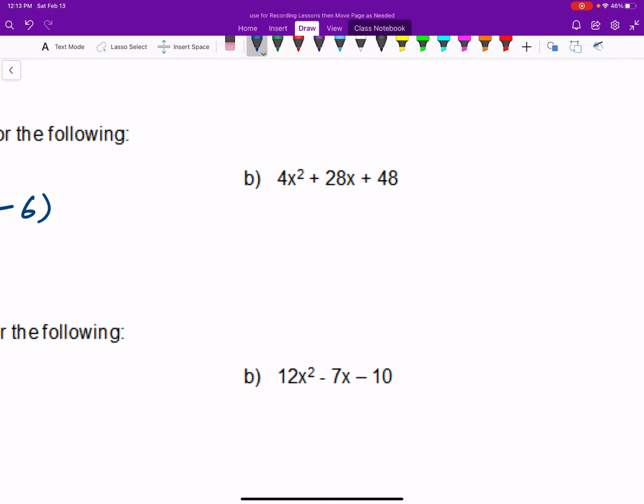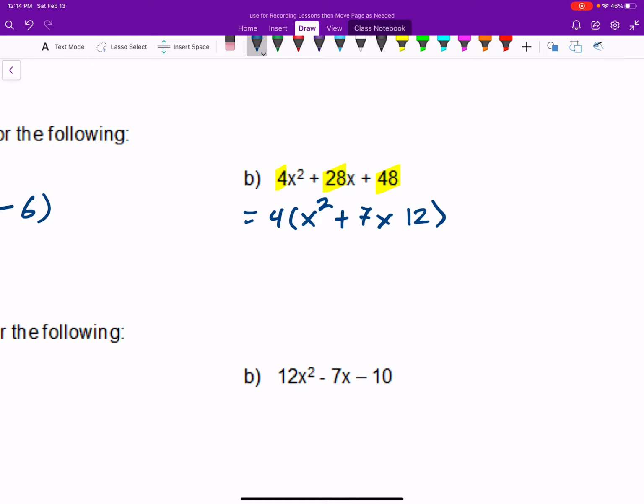Here's one that has an a value. So again, when I think about the common factors, 4 goes into itself and 28 and 48, so definitely I can and need to take that common factor of 4 out. I can't take an x out because there's no x in the last term, is there? But if I take 4 out as a common factor, I'm left with x squared plus 7x plus 12.